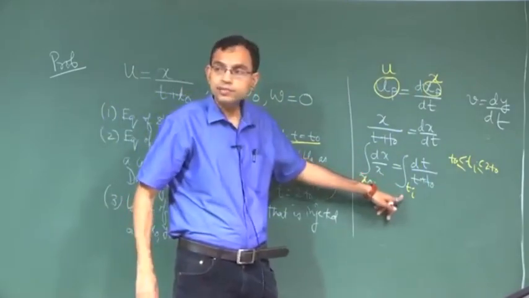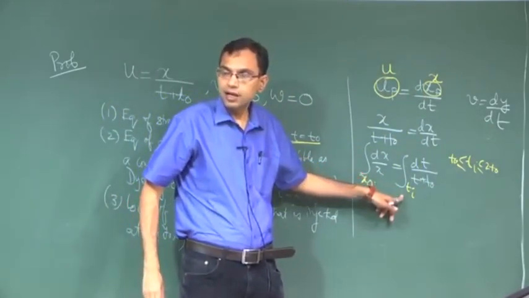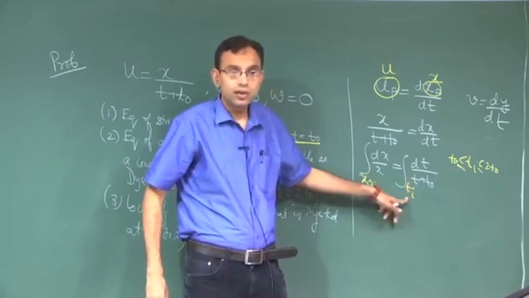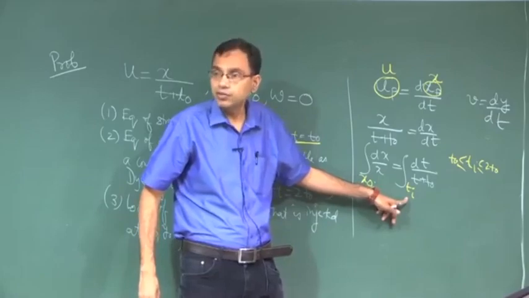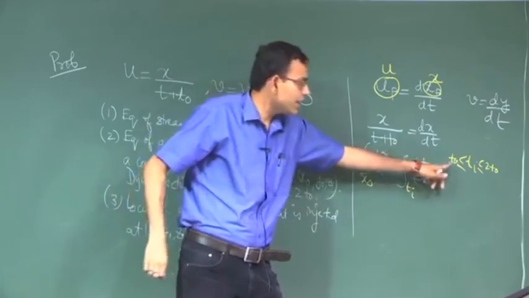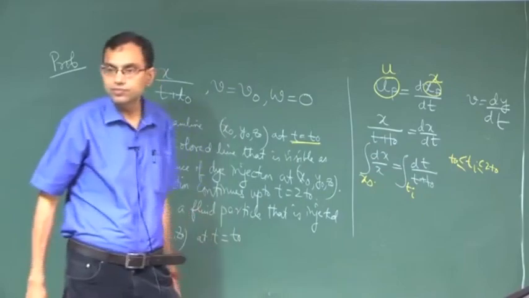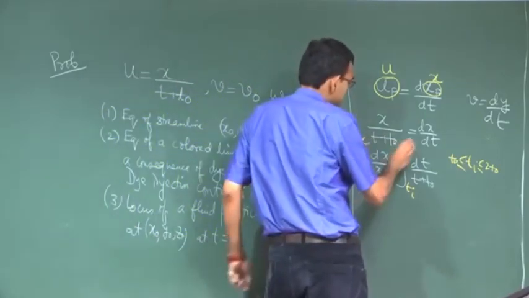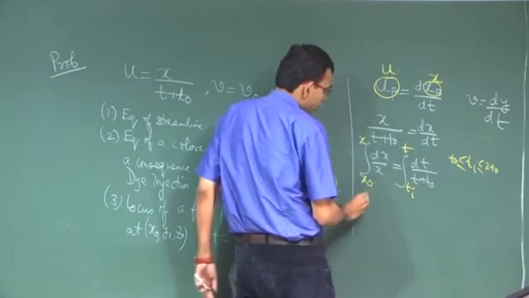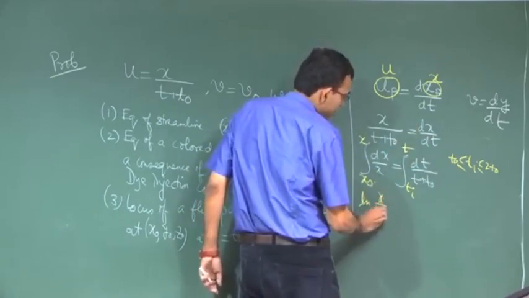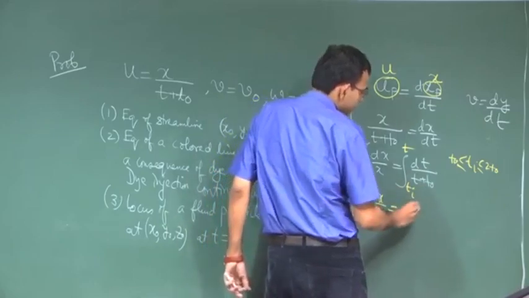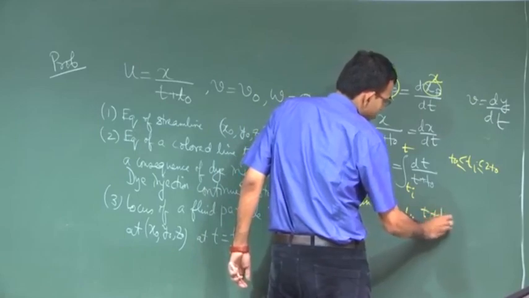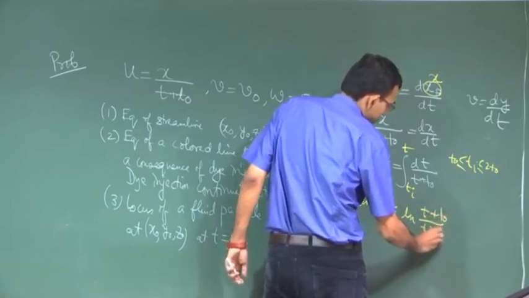This is where the students make a mistake, and it should be clearly pointed out that this is not t0, but a variable time ti which you do not know, but it is over a range from t0 to 2 t0. And the final location is, say, this is x and this is t. So you have ln of x by x0 is equal to ln of t plus t0 by ti plus t0, right.